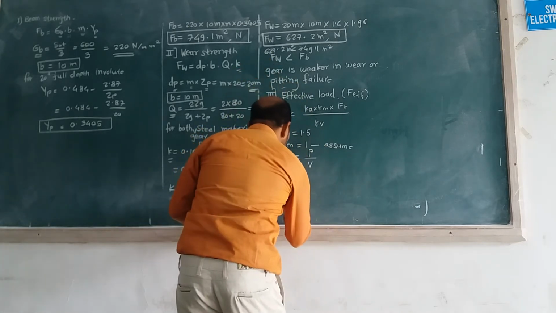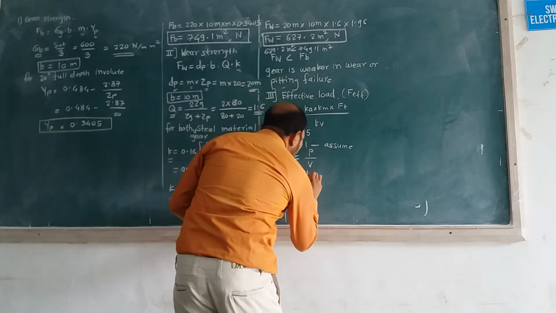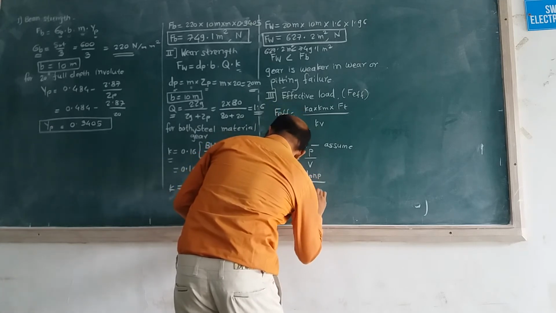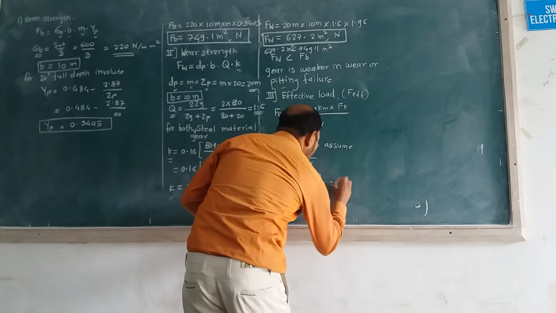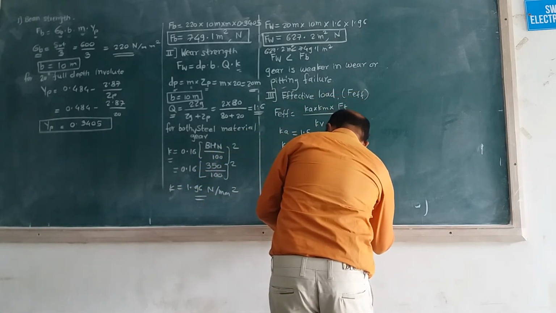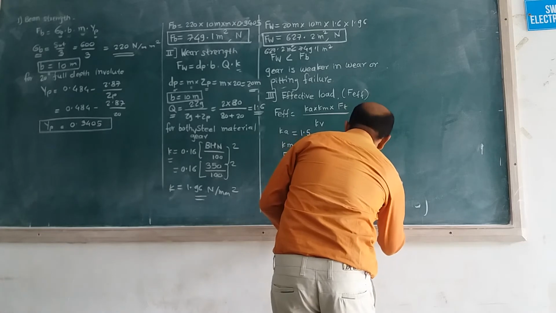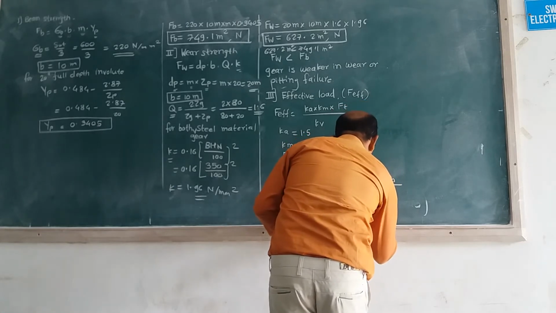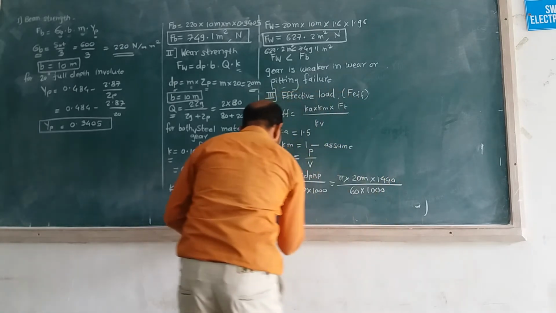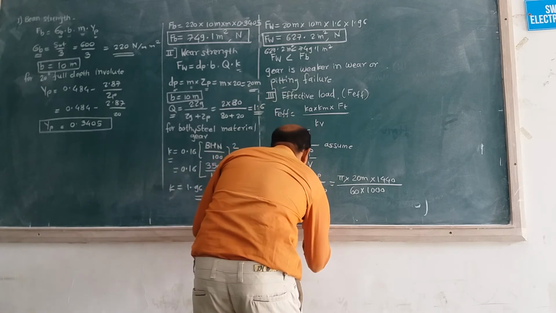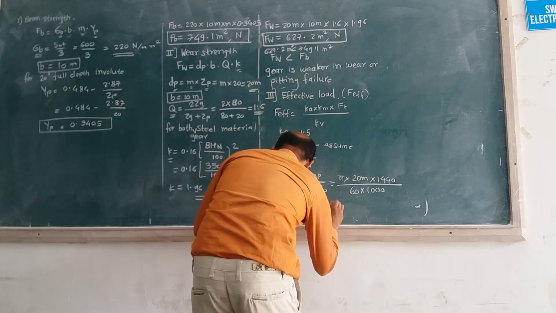What is the velocity? V is equal to pi into dp into Np upon 60 into 1000. So pi into dp we calculate in terms of module. So 20 times module into 1440 RPM divided by 60 into 1000. So we get V is equal to 1.508 times module.